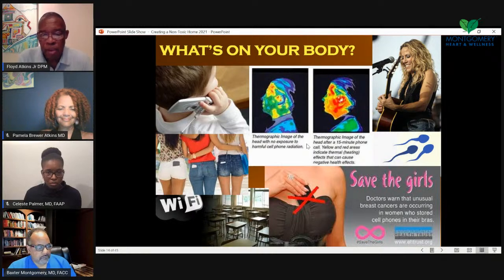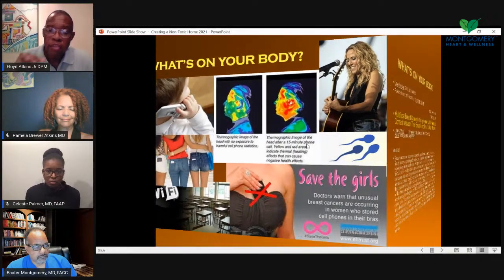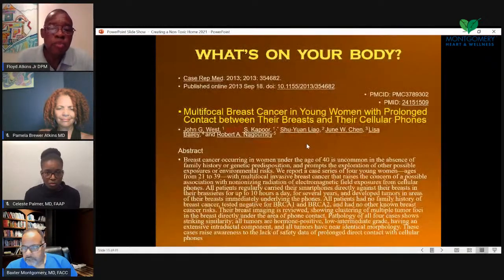And on the very bottom, there's an image that says, "Save the girls." Doctors warn that unusual breast cancers are occurring in women who store cell phones in their bras. Another popular thing that women do, because they didn't always have a place to carry their cell phones, is stick them in their bra or in their clothing this way. This is a very, very dangerous thing to do. And for those who are skeptical about that, let's look at some research here.